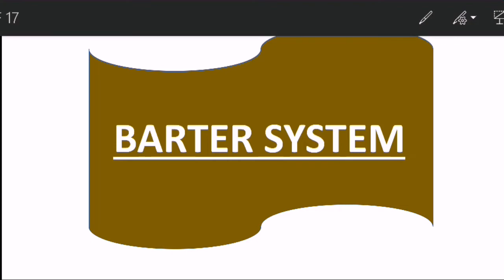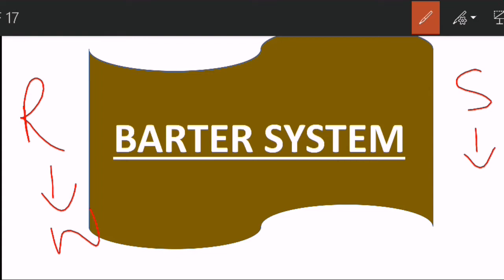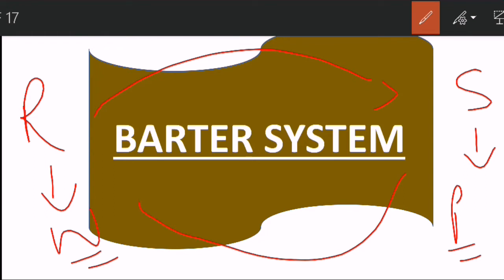Barter system was a system in which commodities are exchanged for commodities. For example, if Ram has wheat, right, and Sham has potatoes, right? And Ram wants potatoes in exchange of wheat, and Sham wants wheat in exchange of potatoes. So both will exchange their commodities with each other. In this way, there will be mutual fulfillment of wants without the use of money. So this was barter system, right?